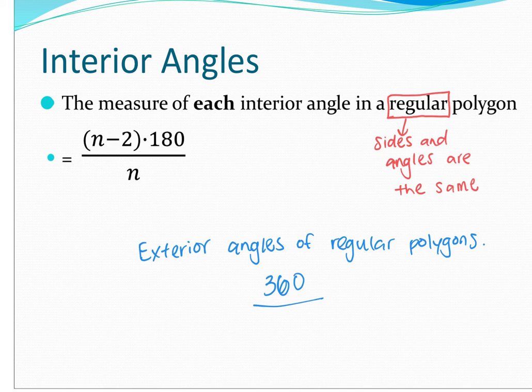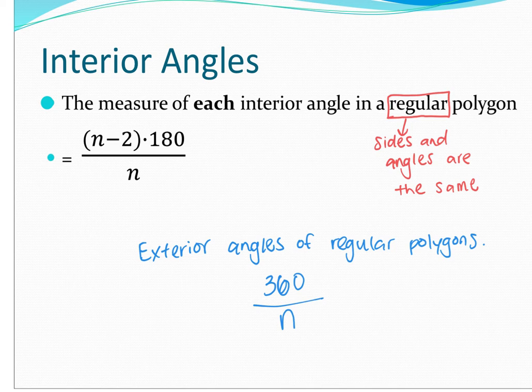And then what should we divide by to tell us each exterior angle of, say, a 7-sided figure? Yeah, the number of sides. In other words, 7, or, just to be more generic, you divide by n, okay? So the exterior angle of a regular polygon is 360 divided by n.